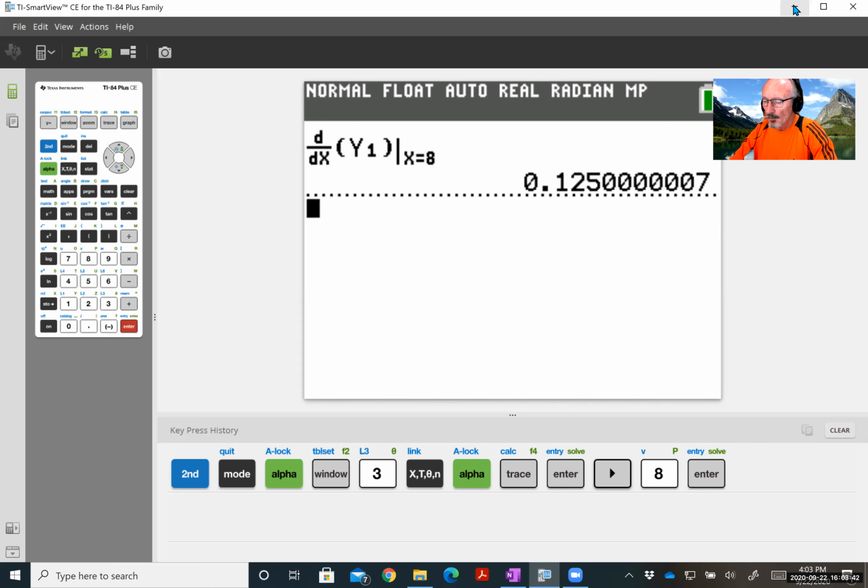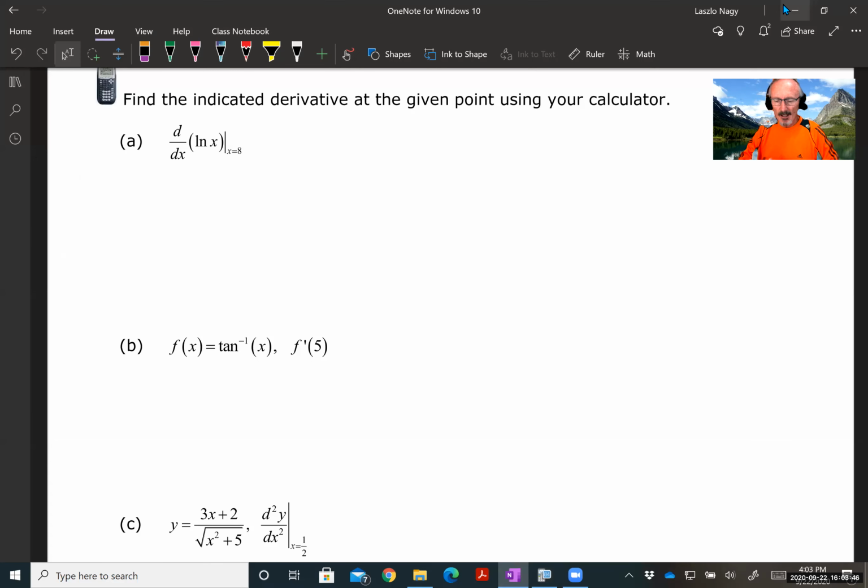0.125. Again, we're looking for 3 decimal digits of accuracy, so now I can record 0.125, that is. Let's go ahead and correct that. And so that is our derivative evaluated at x equals 8.